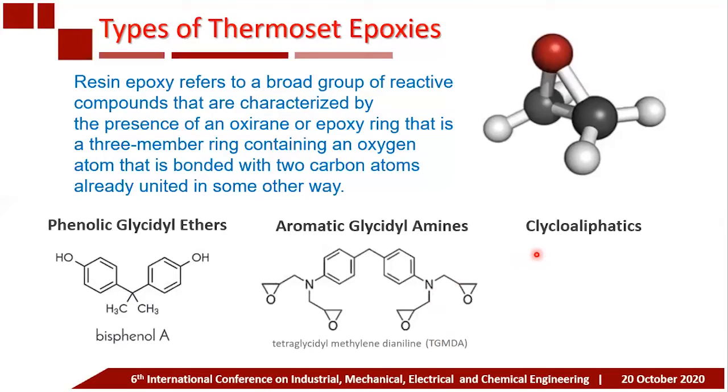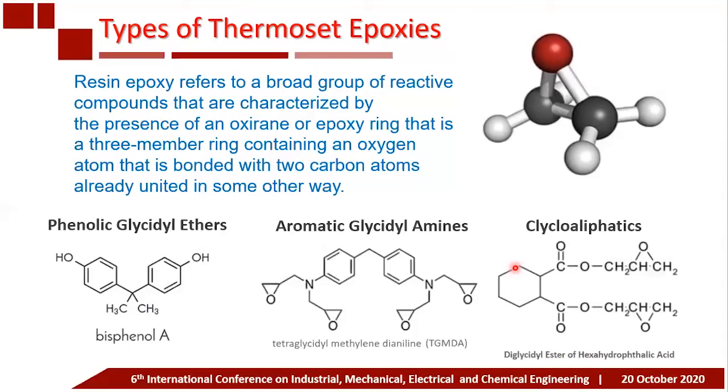The third type of epoxy is indicated as cycloaliphatic. An example of these resins is diglycidyl ester of hexahydrophthalic acid. It is a type of special epoxy. Cycloaliphatic epoxy resins are designed for applications requiring high temperature resistance, good electrical insulation performance, and ultraviolet resistance. They contain epoxy rings that are internal to the ring structure.